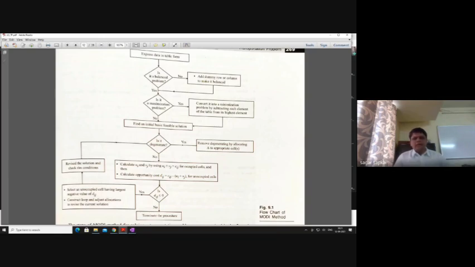If it is not balanced, then make it balanced by adding a dummy row or column. Once it has been balanced, then you have to check whether it is a maximization problem or a minimization problem. If at all it is a minimization problem, then convert that problem into a maximization problem and solve it by the maximization method. Okay.